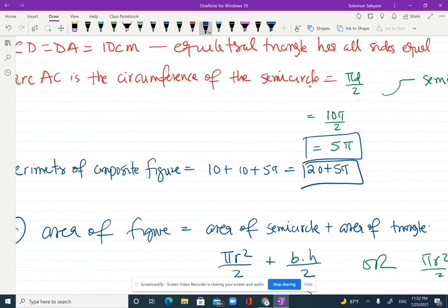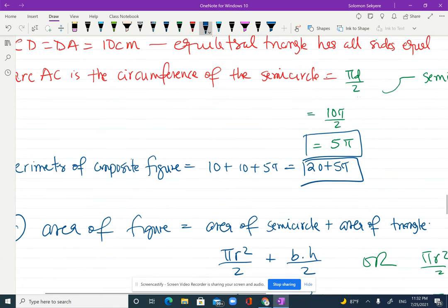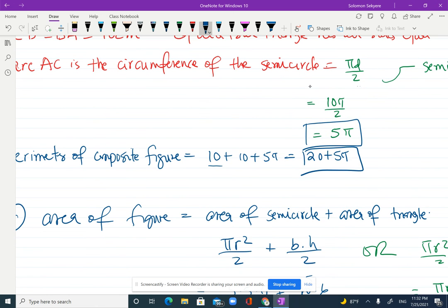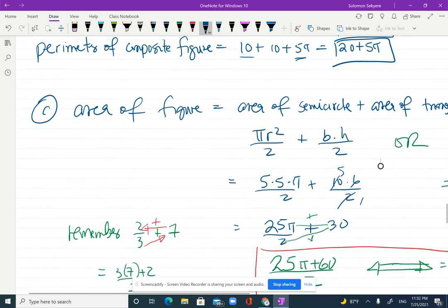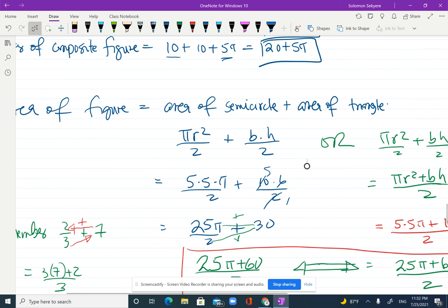So we have CD plus DA plus the arc, which is 20 plus 5 pi. That's your answer. You've been asked to leave the answer in terms of pi. And also the area of the figure here.